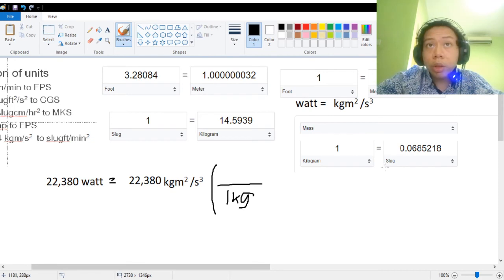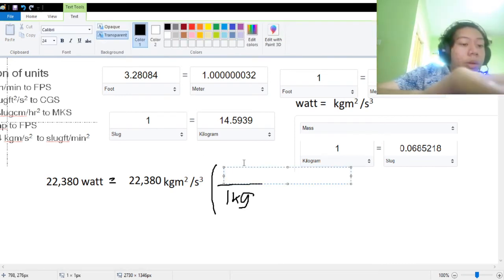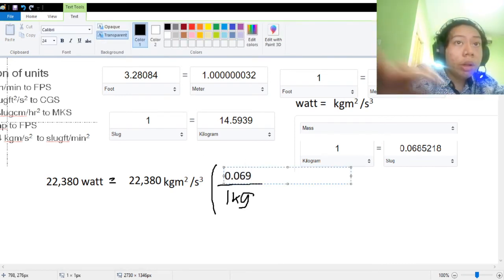So 1 kilogram is approximately 0.069 slug.